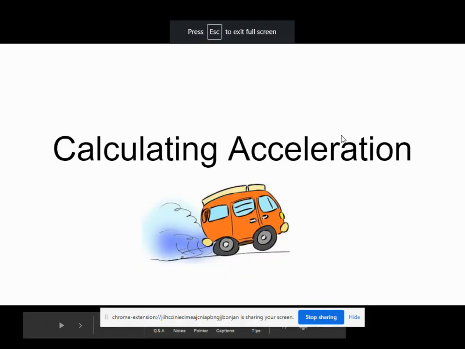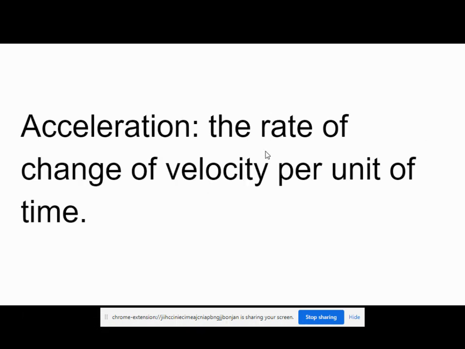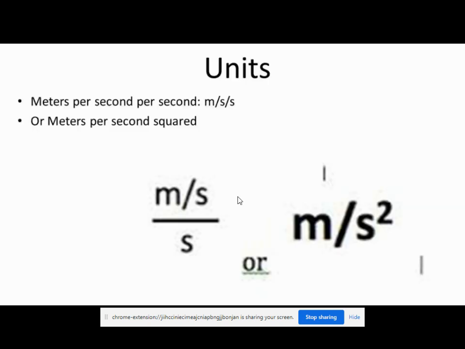Okay, acceleration. So we've talked about momentum, we've talked about speed, we've talked about distance and displacement. Acceleration is kind of where we go in between. So the definition of acceleration means the rate of change of velocity per unit of time. So basically, when you talk about 0 to 60, you're talking about your acceleration from 0 to 60 miles per hour and how long it takes to get there. That's what acceleration is.